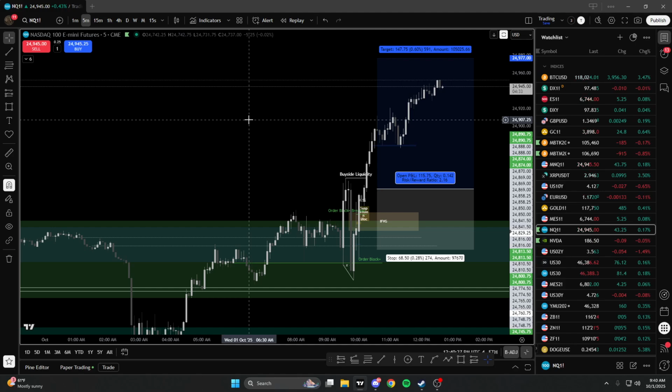How long does a 5-minute normally take to play out? A couple of hours. Pretty much the whole daily range. So you already have confirmation on the hourly. There's only 24 hours in one day. So 24 candles.